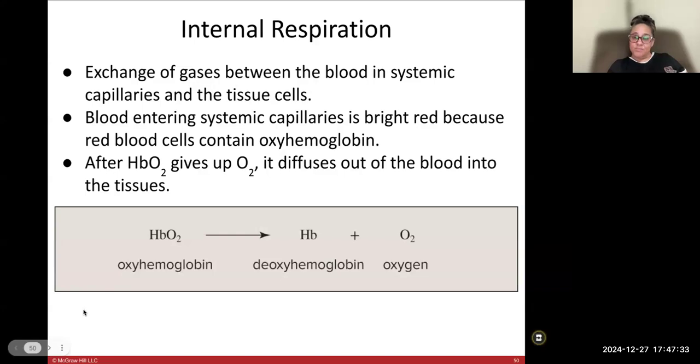The exchange of gases between the blood in systemic capillaries and the tissue cells. Blood entering systemic capillaries is bright red because red blood cells contain that oxyhemoglobin. After oxyhemoglobin breaks down and gives up that oxygen, it diffuses out of the blood and into the tissues.